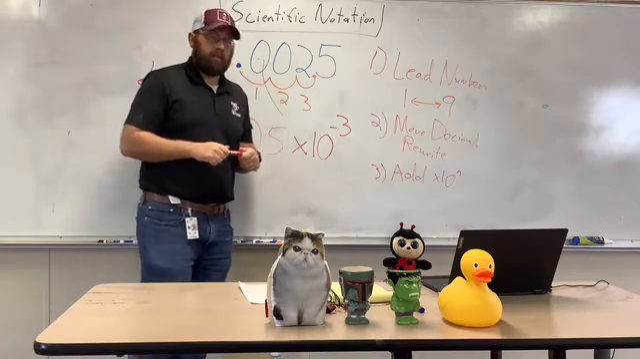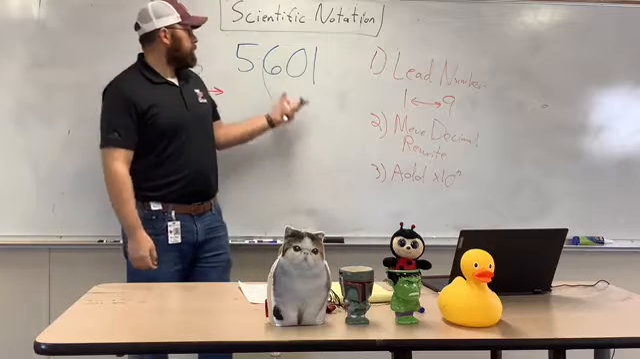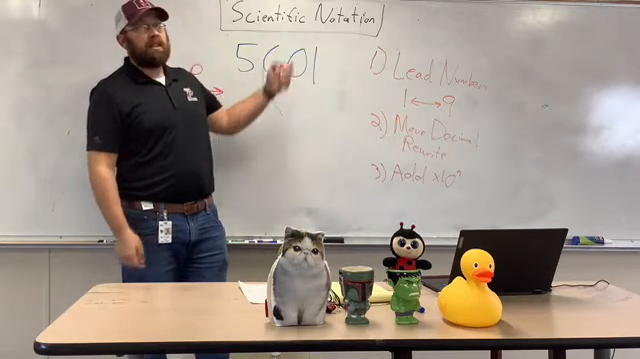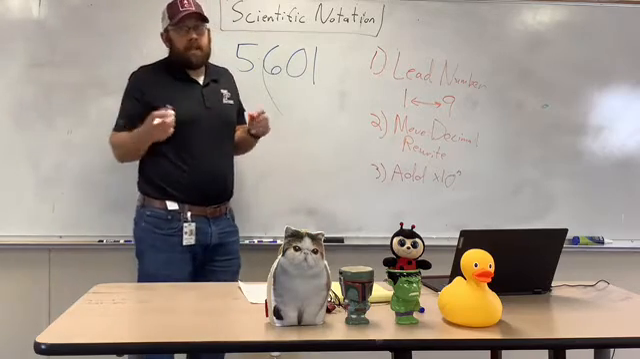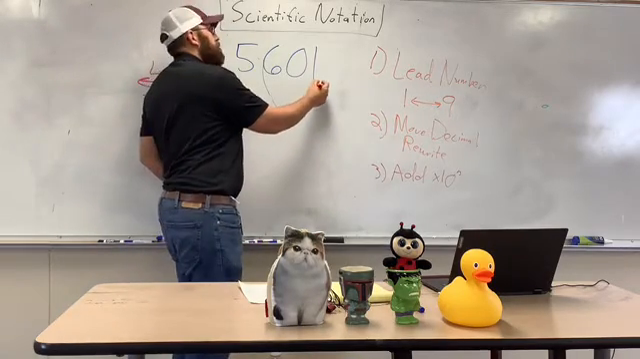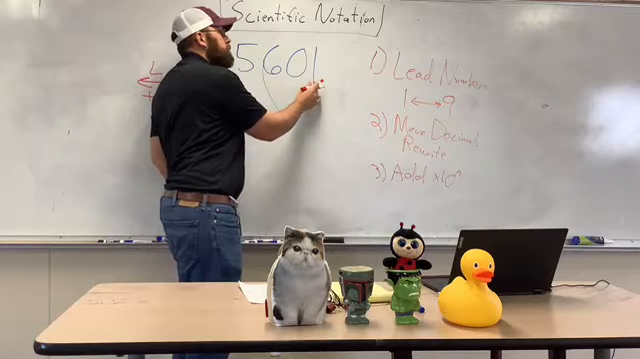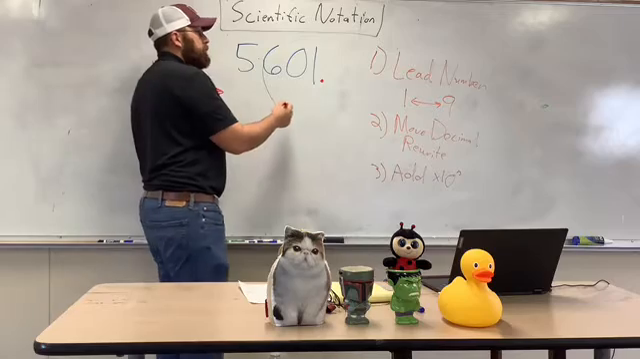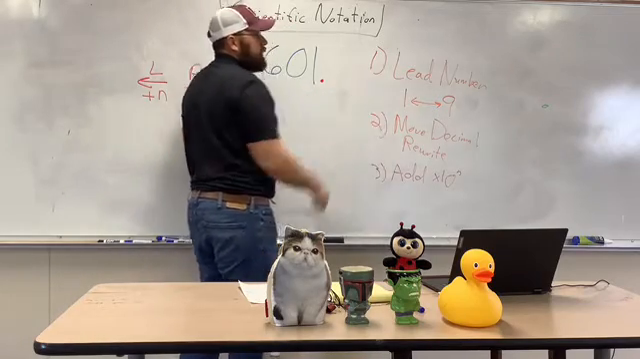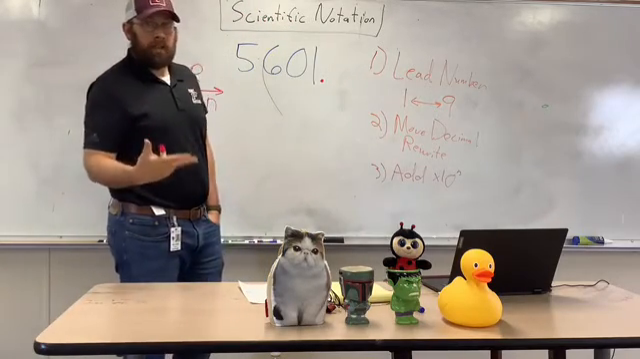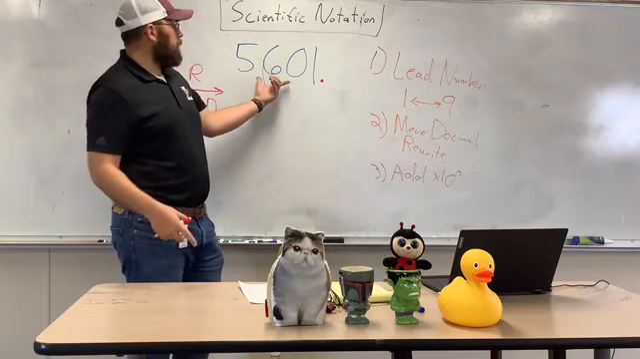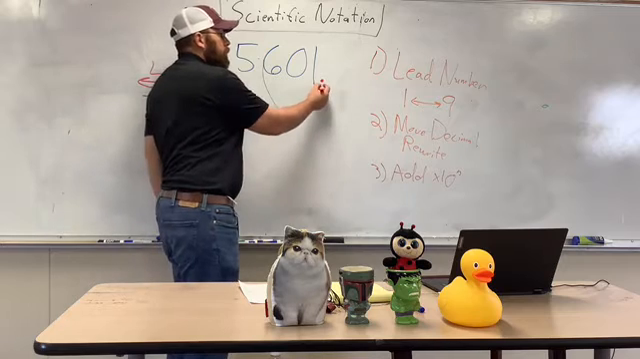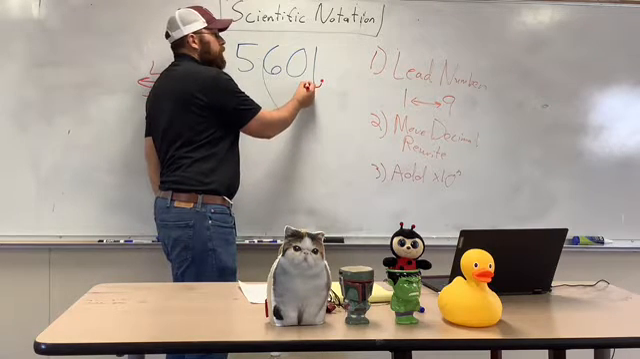Let's do another example. All right, for example number 2. 5,601. We want to switch this to scientific notation. So I don't see a decimal point, you might be asking. If you don't see the decimal point, that means it's always behind the ones place. All right, so now we're going to change this. But our first thing we have to do is our lead number has to be between 1 and 9.